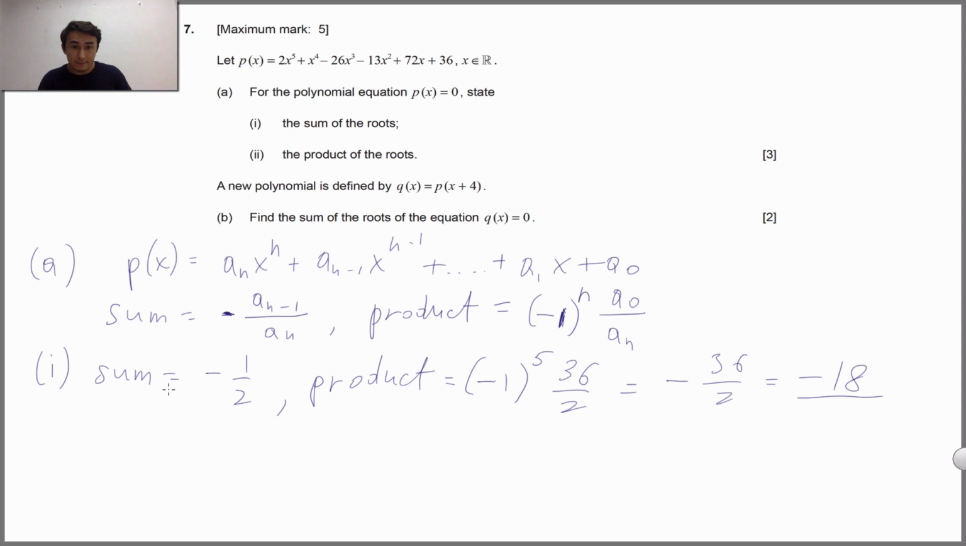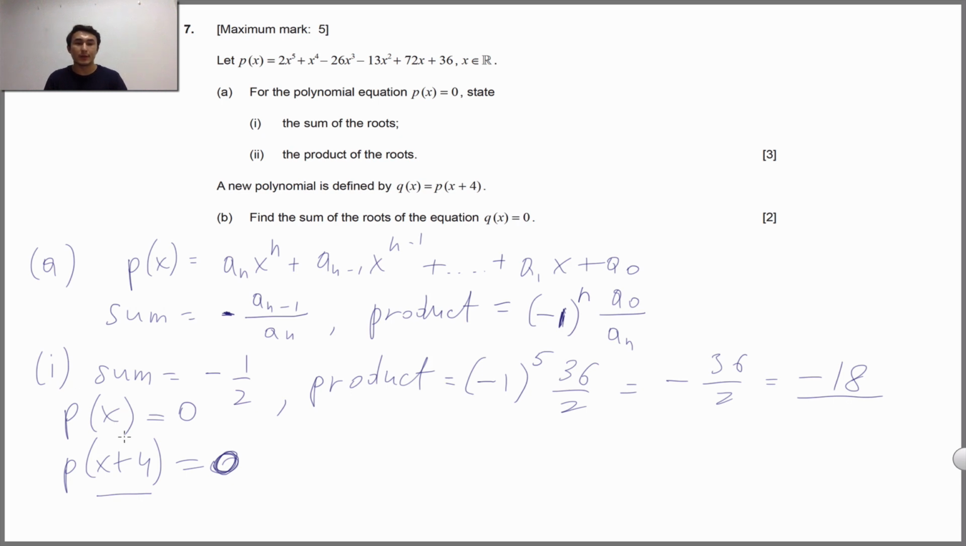Okay, a new polynomial is defined by q(x) = p(x) plus 4. Find the sum of the roots of the equation q(x) equal to 0. Alright. Let's see, so how to solve this problem? Any ideas, guys? What do you guys think? So what we have now is p(x) plus 4 is equal to 0. Now, what's the difference between p(x) plus 4 and the original p(x) equal to 0?